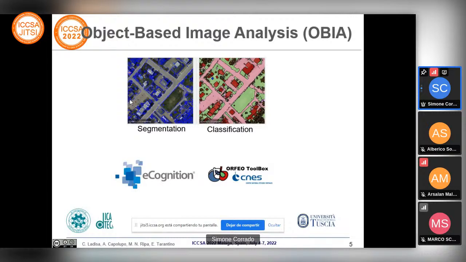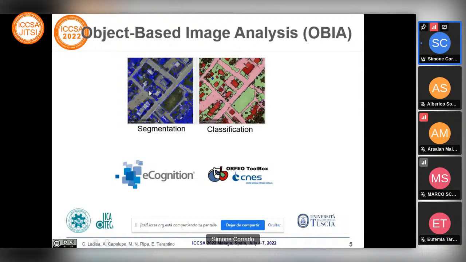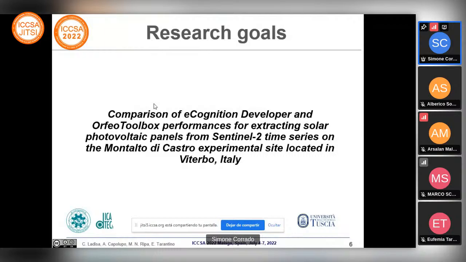As demonstrated by previous work, eCognition Developer is suitable for segmenting satellite images at large scales because of its ability to produce a number of segments closer to the number of objects defined as ground truth, and its processing speed. On the other hand, OTB is free open source software able to generate satisfying outcomes. So the main goal of my job was the comparison of the performances of these two software for extracting solar photovoltaic panels from a Sentinel-2 time series on Montalto di Castro, an ex-nuclear site located close to Viterbo.